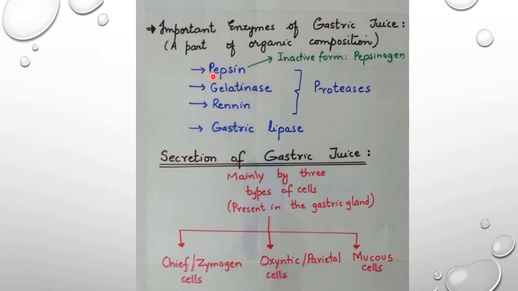So these enzymes are pepsin, gelatinase, and renin, and these three are all types of proteases, and then the lipid digesting enzyme called gastric lipase. Now, secretion of gastric juice is done mainly by three types of cells present in the gastric glands, and these are called chief cells or zymogen cells, then oxyntic or parietal cells, and the third category is mucus cells.